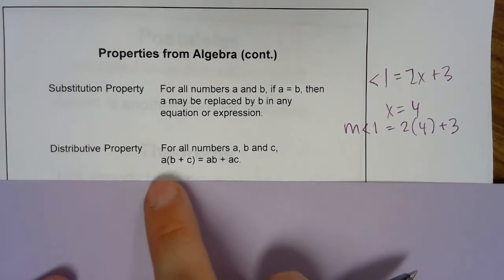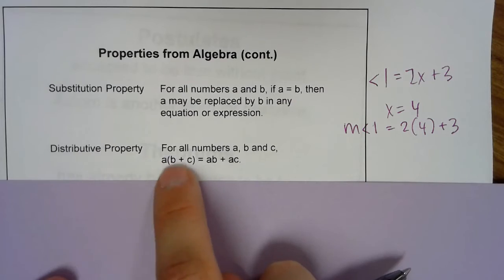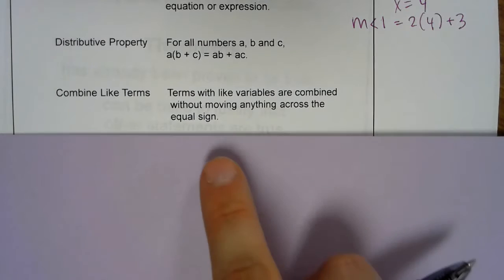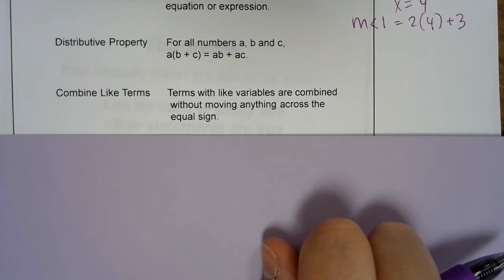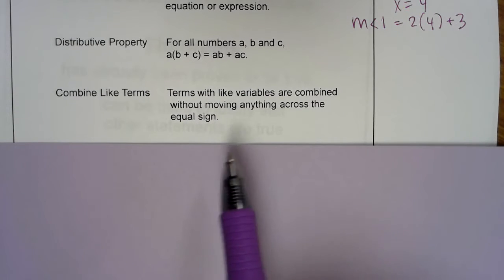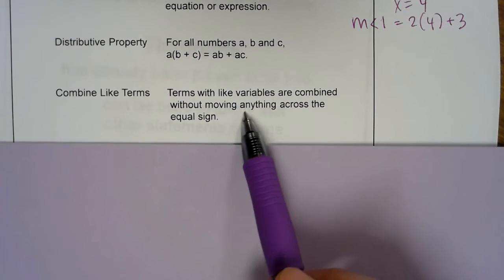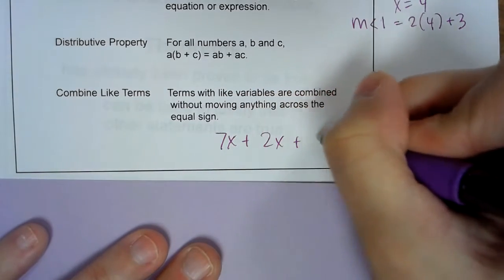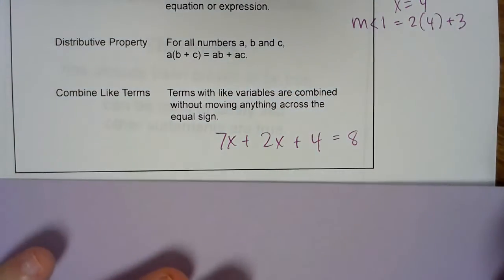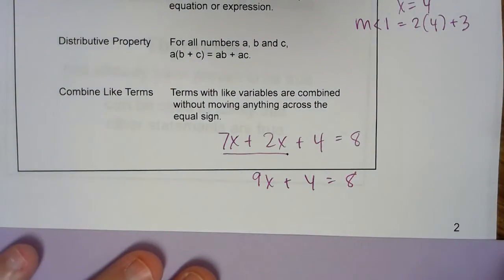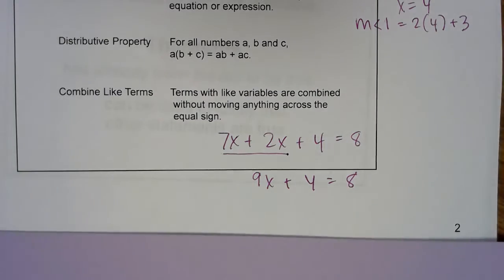Distributive property, for sure you know that one. When you see these parentheses like this, you distribute, multiply the A by both terms inside. And then the last one is combining like terms. Terms with variables are combined without moving anything across the equal sign. Combining like terms is different than addition, because with addition, you have to do the addition on both sides of the equal sign. Combining like terms happens without going across the equal sign. So that would be like if you had 7x plus 2x plus 4 equals 8, something like that. You have these like terms, they would add together, but notice nothing gets added on the other side. So all I've done is combine like terms.